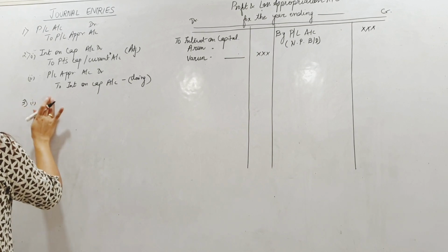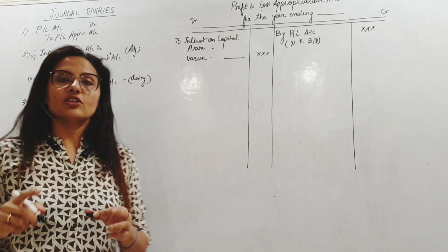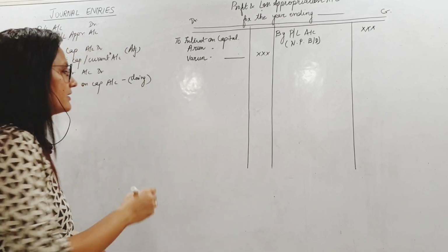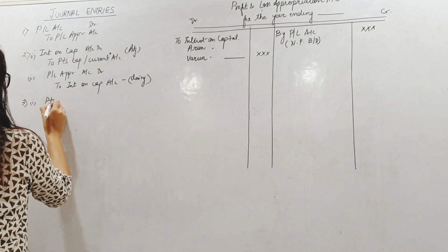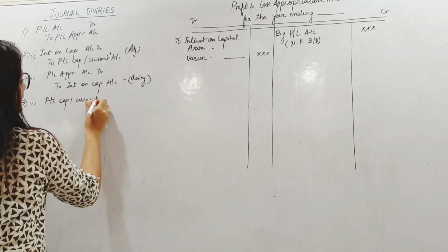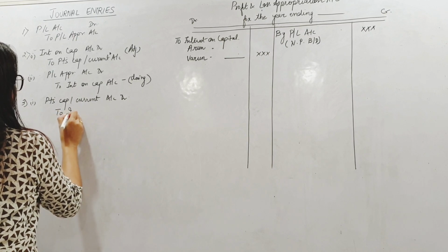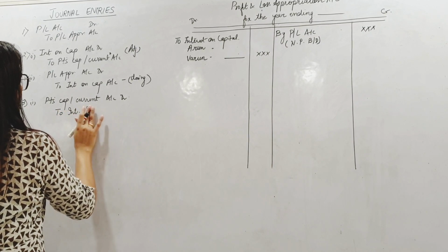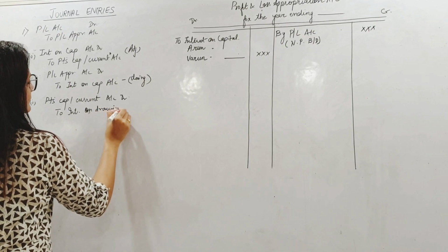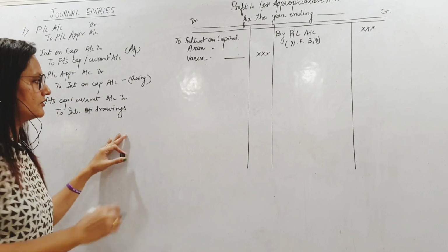So this is your first adjusting entry. We will be charging this amount from the partners, so we will debit their partners' capital or current account. Interest on drawings. Income credited. This is the adjusting entry.